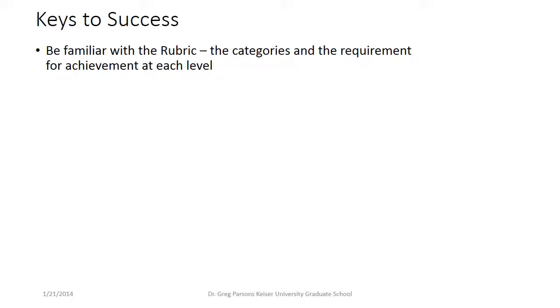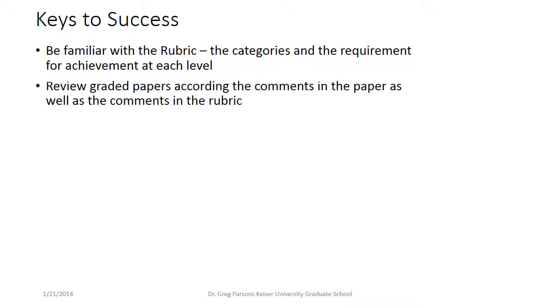The keys to success. Of course, be familiar with the rubric. These identify the areas that your paper is being judged in. So before you turn something in, go down the list and look at it like a checklist. Does my paper have this? Does it have this? Does it have this? And then also, at what level does my paper achieve? Is it an excellent level? Is it a good level? And so on. Also, review the graded papers that come back.